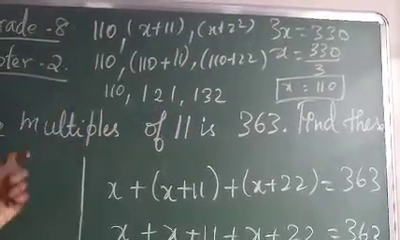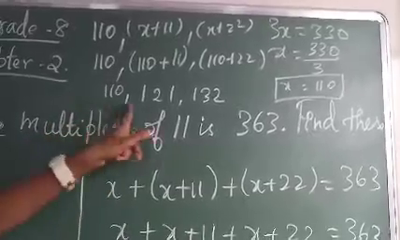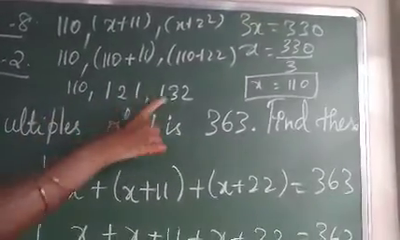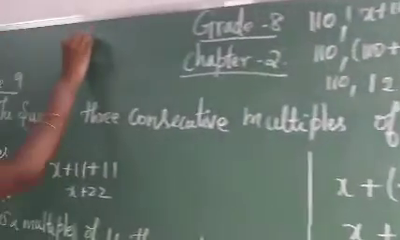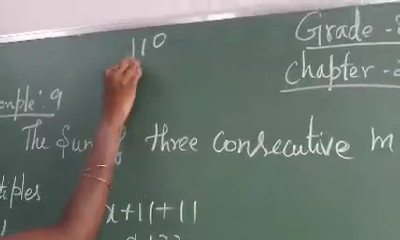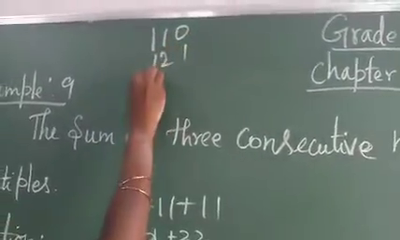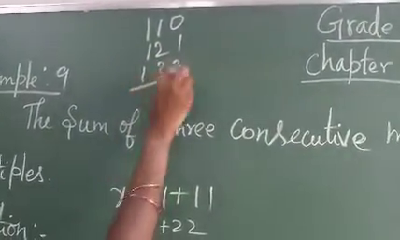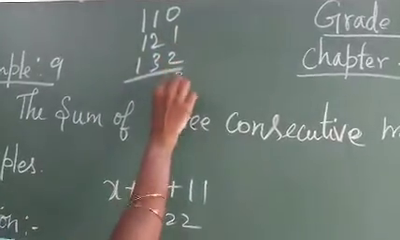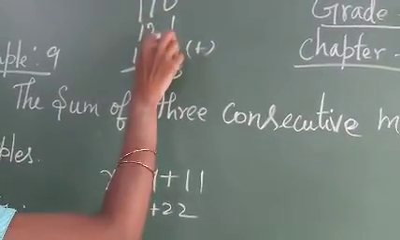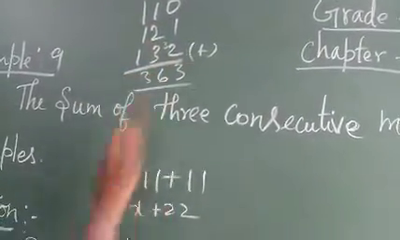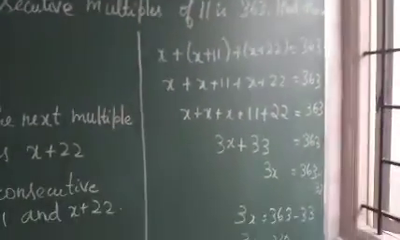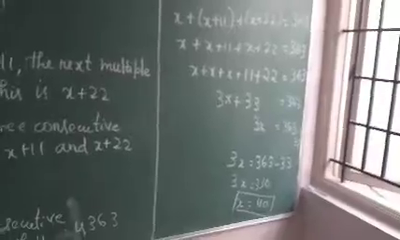So if you have to check whether these answers are correct, you simply add these three numbers, then you will get 363. So now let me check. 110 is the first multiple of 11, the second multiple is 121 and the third multiple is 132. So 2 plus 1 is 3. Simply add. So here 2 plus 1, 3. 3 plus 3, 6. 1 plus 1, 2. 2 plus 1 is 3. 363. So now I am getting 363. So these three multiples of 11 give the sum of 363.